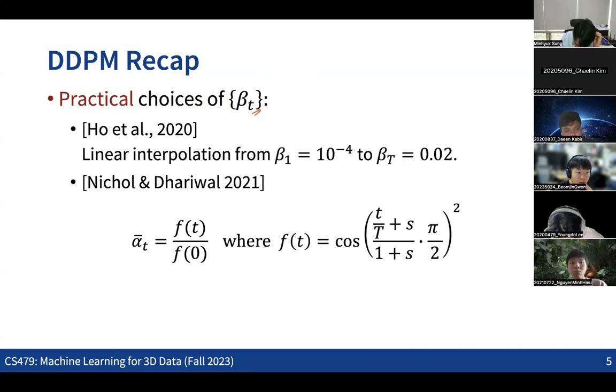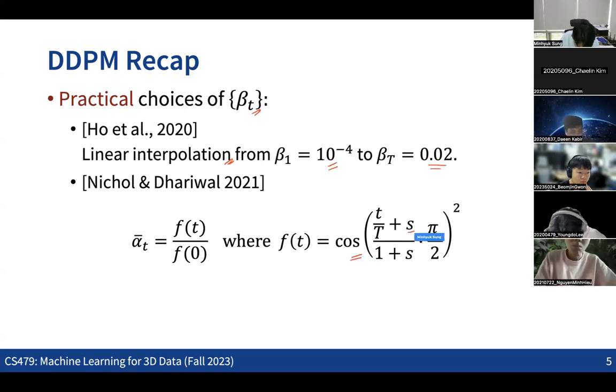In one paper, people linearly interpolated the beta from 10 to the minus 4 to 0.02. And there are also cases making the parameterization of the beta slightly more complicated, with a cosine function and some parameters here.